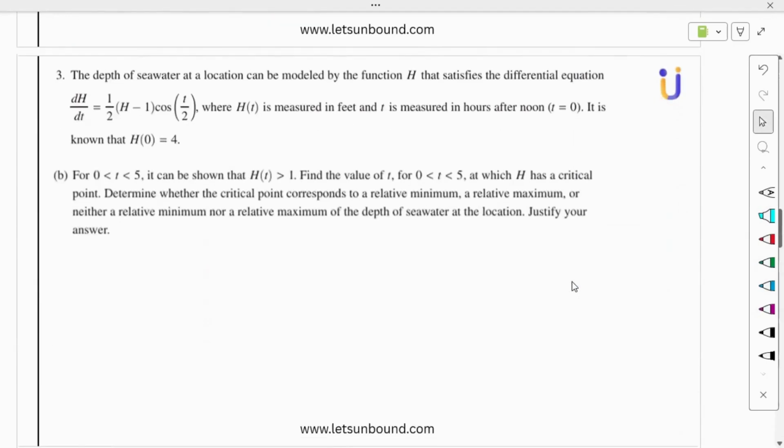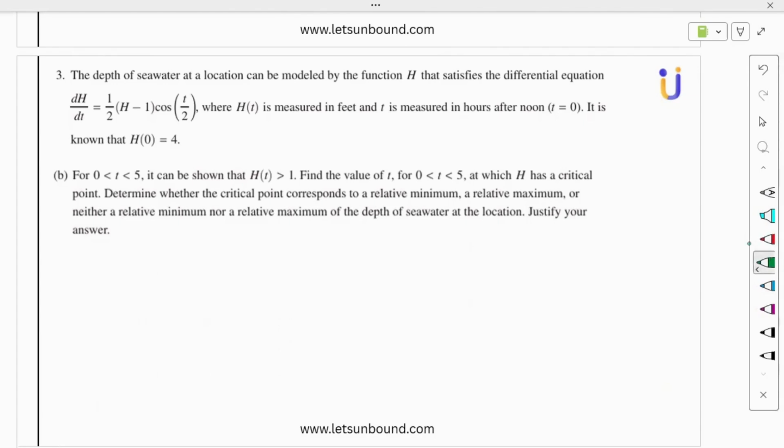Now moving to part B. For 0 to 5, it can be shown that h of t is greater than 1. Find the value of t at which h has a critical point. Determine whether the critical point corresponds to a relative minimum, a relative maximum, or neither a relative minimum nor a relative maximum of the depth of seawater at that location. Justify your answer. So for the time interval 0 to 5, h of t is greater than 1. We have to find whether there is any critical point, and if yes, whether that critical point is a maximum, minimum, or neither.